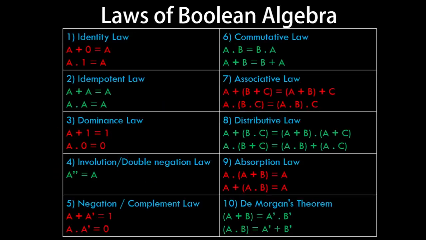So as you can see in the table, in the previous video we learned the first 5 laws, that is identity law, idempotent law, dominance law, involution or double negation law and negation law. And in this video, we'll be discussing the laws from 6th to 9th. The 10th law, that is De Morgan's theorem or De Morgan's law, we'll be discussing in a separate video.